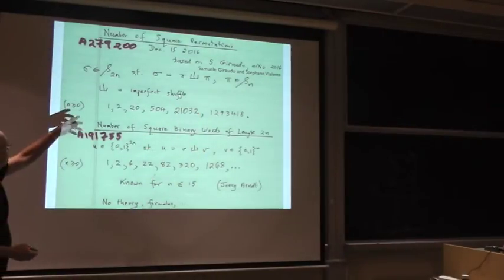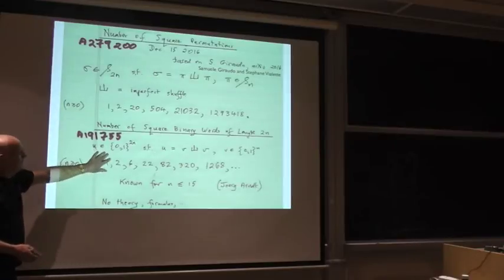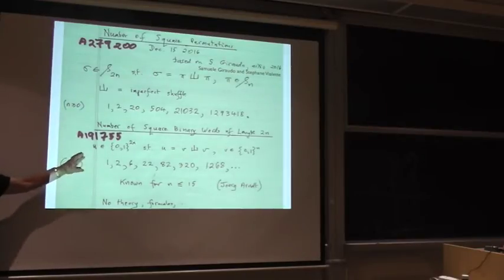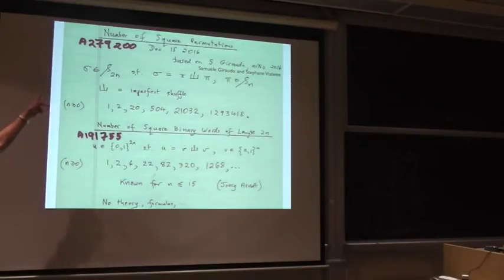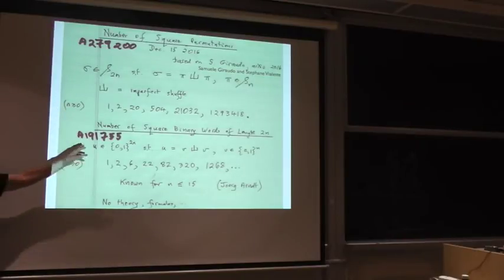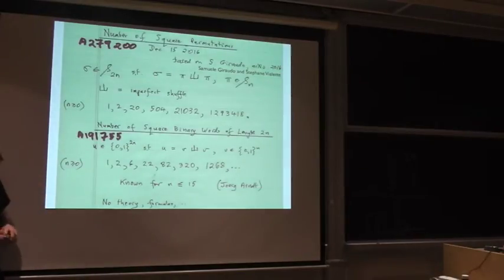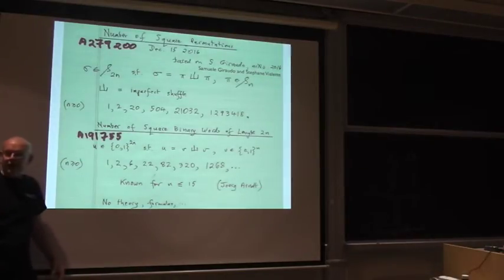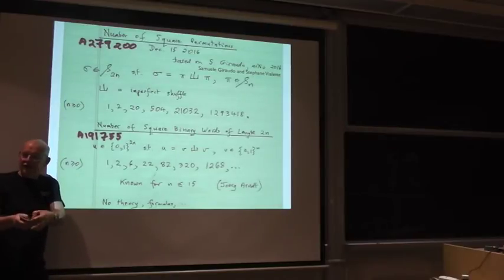So anyway, let me explain this one. This is an old sequence, 191755. The new one was from December 15th, but I don't understand that quite as clearly. The old one is square binary words. How many binary words of length 2n are there which are shuffles of a binary word with itself?